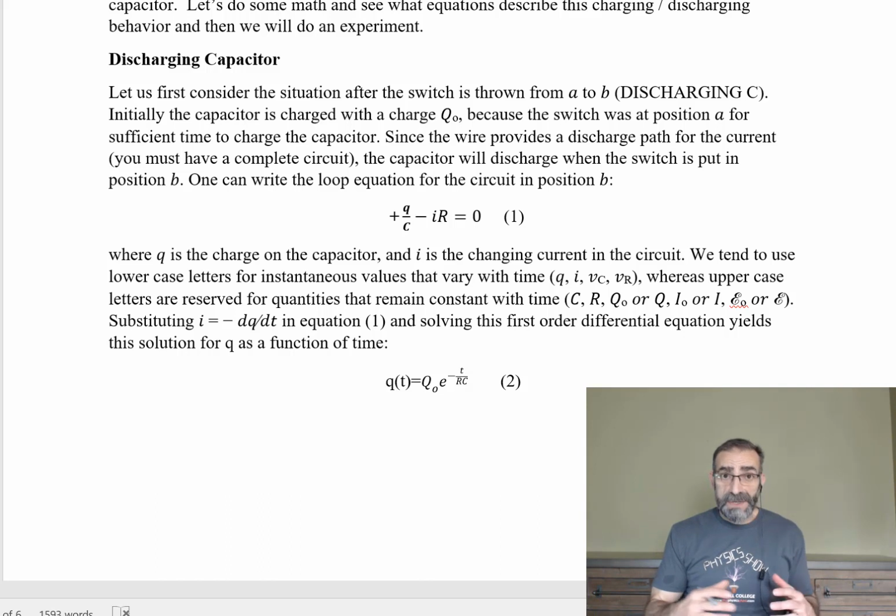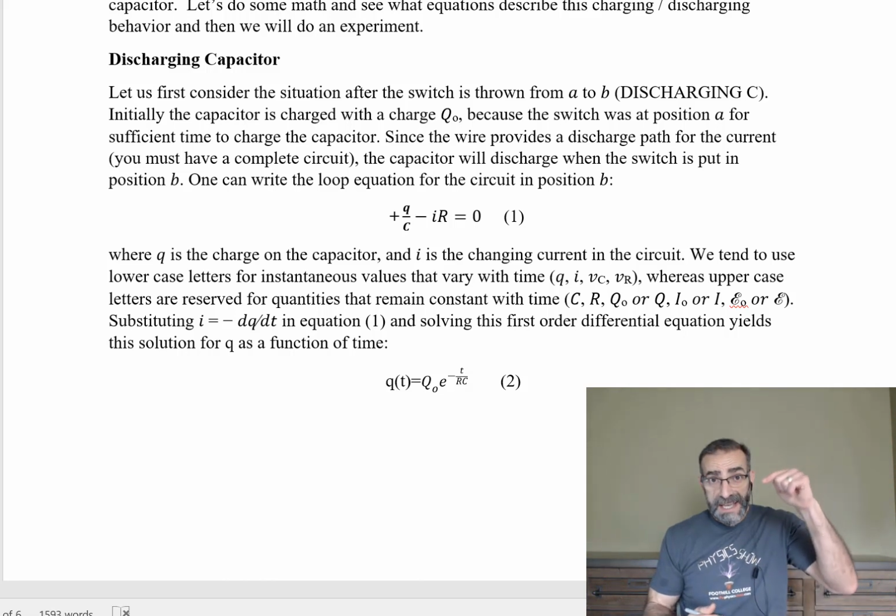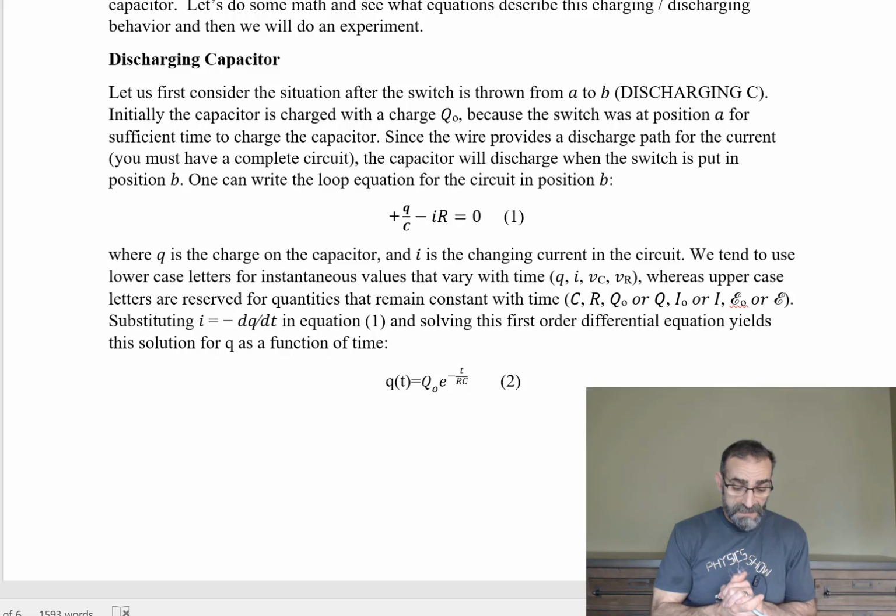And what happens when t goes to infinity? We hook this capacitor and resistor up. What happens as t goes to infinity? The charge has to drain all the way to 0. And when you put t equals infinity in there, we get 1 over e to the infinity power, or 0, right? The charge goes to 0 as t goes to infinity. So it all makes sense mathematically.